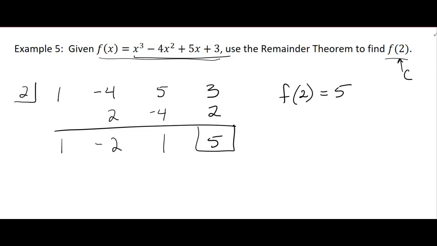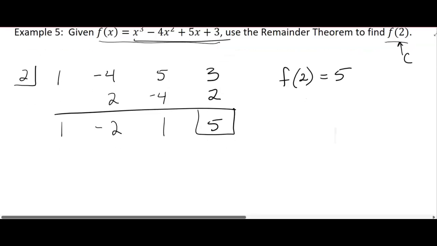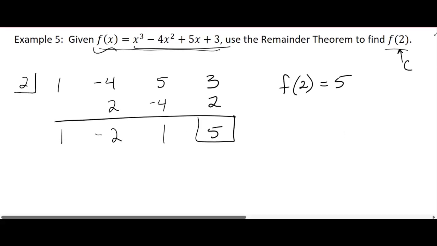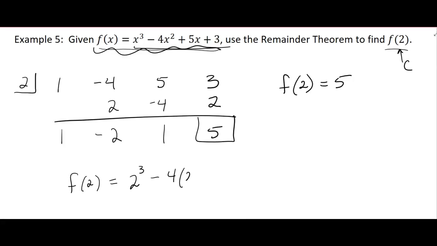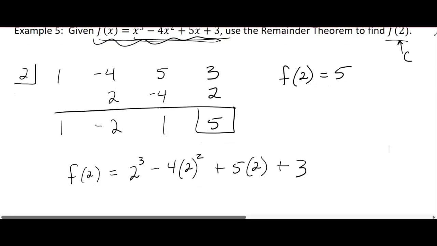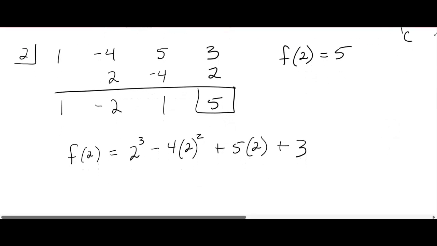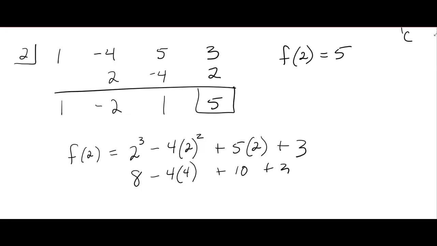Now you might be saying, well, that's like a little trick. How do I know that's really true? Let's try it. How do you normally do an evaluation? You go f of 2 equals 2 cubed minus 4 times 2 squared plus 5 times 2 plus 3. See, now this looks like a lot of work, but that's okay. We'll just prove that it's true. 2 cubed is 8, minus 4 times 4, plus 10, plus 3. Okay, 8 minus 16 plus 10 plus 3.